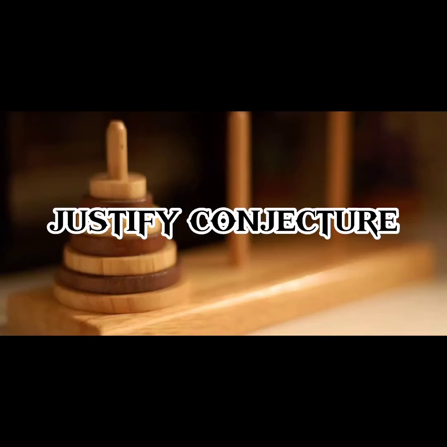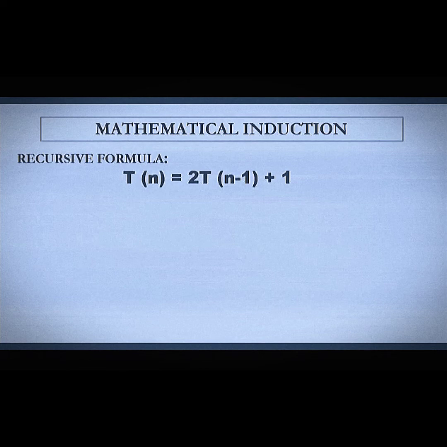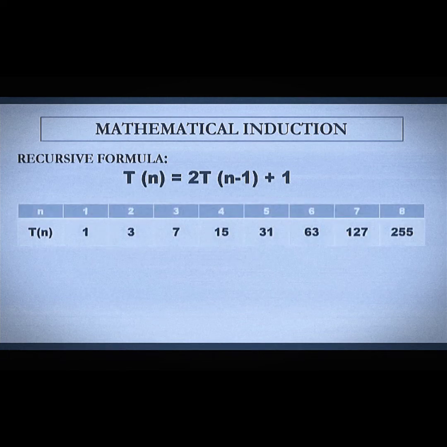Let us create a closed formula using the least movements of 1 to 8 discs. Write it on a table. The first row is n and the second row is t of n. We already found out that t of 1 is 1, t of 2 is 3, t of 3 is 7, t of 4 is 15, t of 5 is 31, t of 6 is 63, t of 7 is 127, and t of 8 is 255.